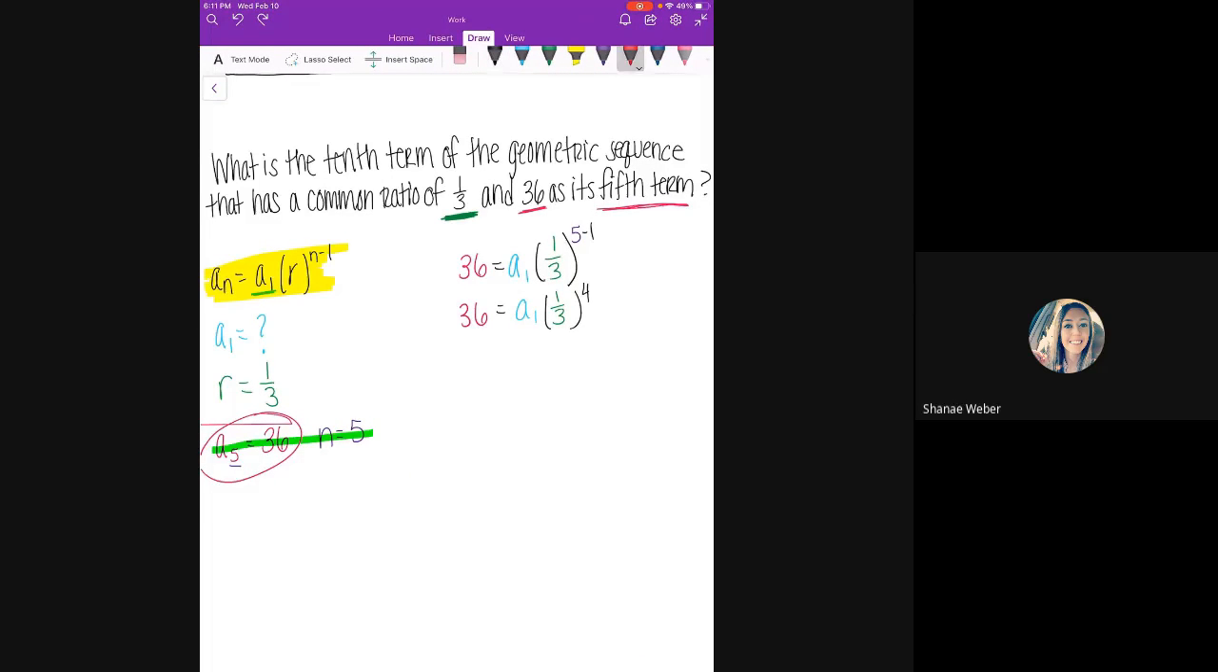So I have 36. That's not the right color, sorry. 36 equals A1 times 1/81. Now A1 and 1/81 are being multiplied together, so we need to do the inverse operation and divide by 1/81. And we're going to do that to both sides. Looks kind of weird. We don't like dividing by fractions usually.